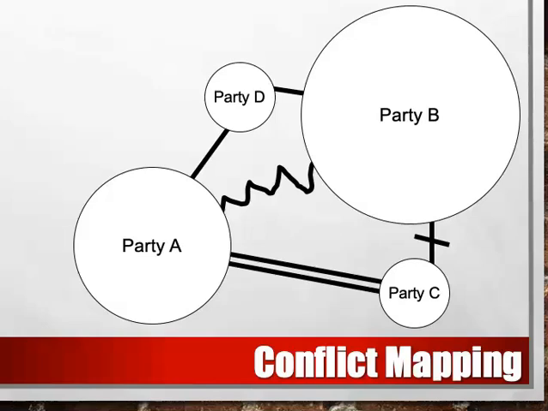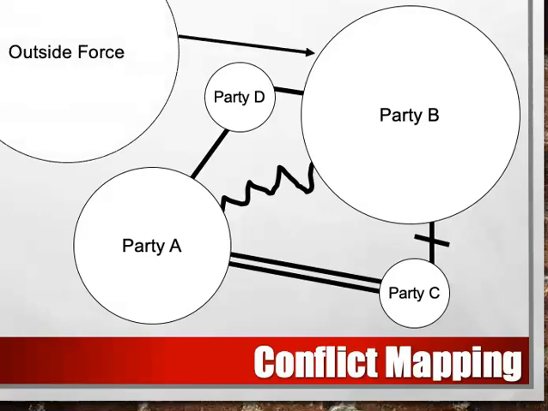Other relationships can be indicated with a simple single line. So in this case, there is a relationship between both Party A and D and Party B and D. Lastly, we can think about any outside forces that may be impacting the conflict. In this case, there is one strong outside force that is actually impacting Party B. We can show it this way.